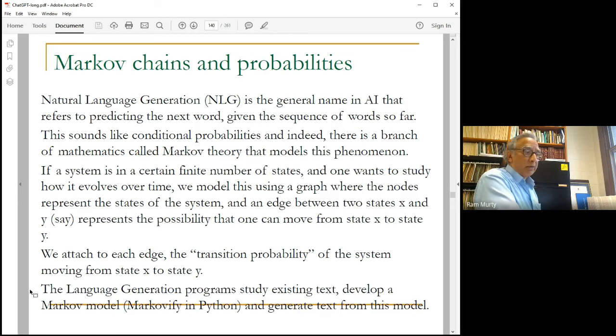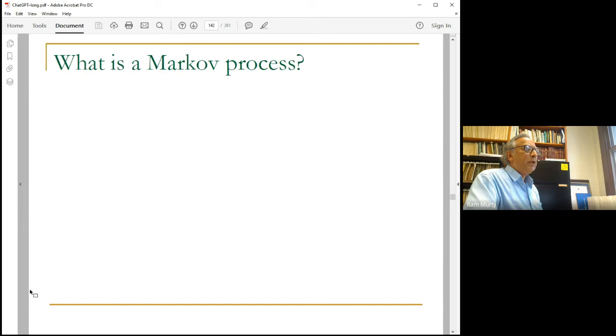The language generation programs study existing text, and they have developed a Markov model. If you use Python, it's a computer language, there's a program in there called Markovify. And you can use that program and generate text from this model. So if you wanted to play with trying to build a ChatGPT version of your own, it's very easy to do using Python and using this Markovian model. So what is a Markov process?